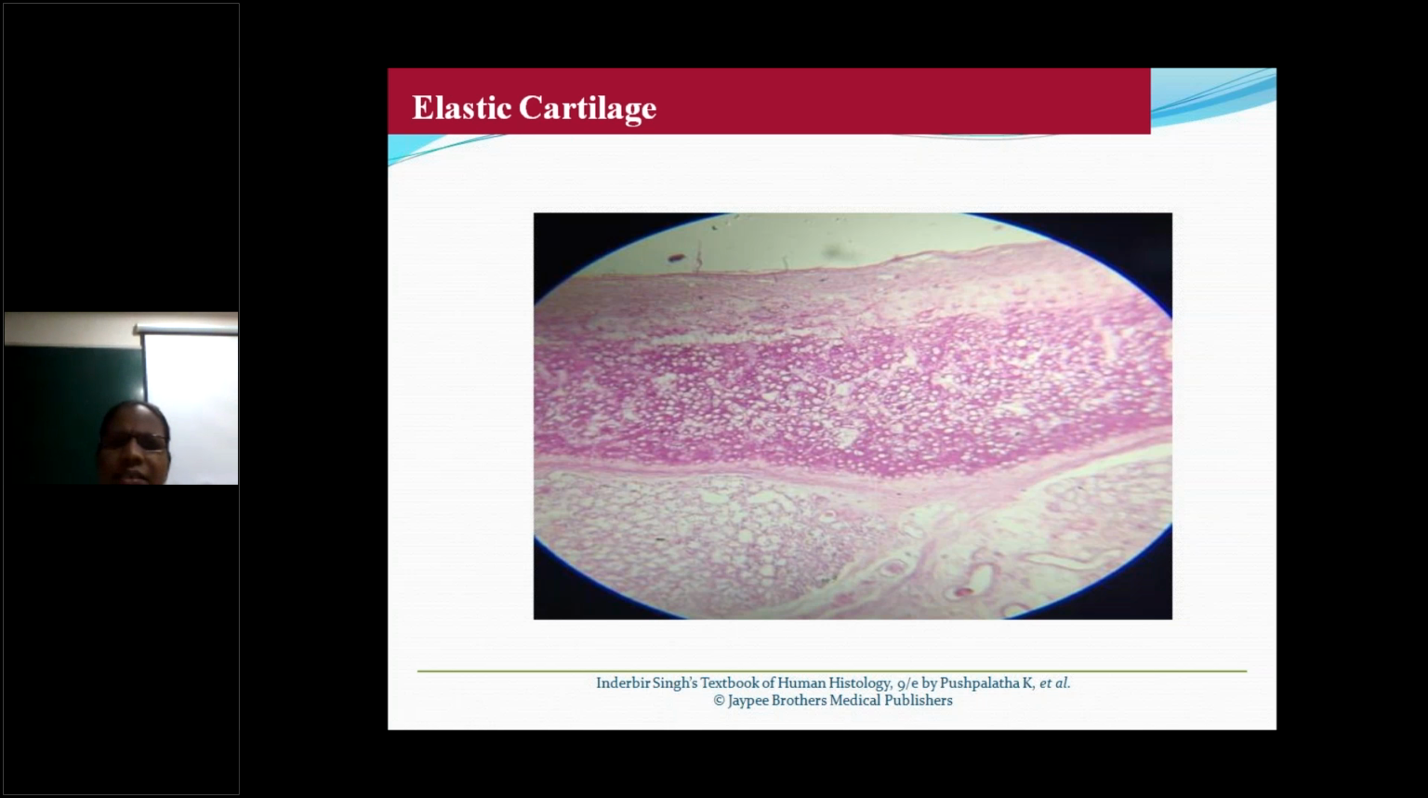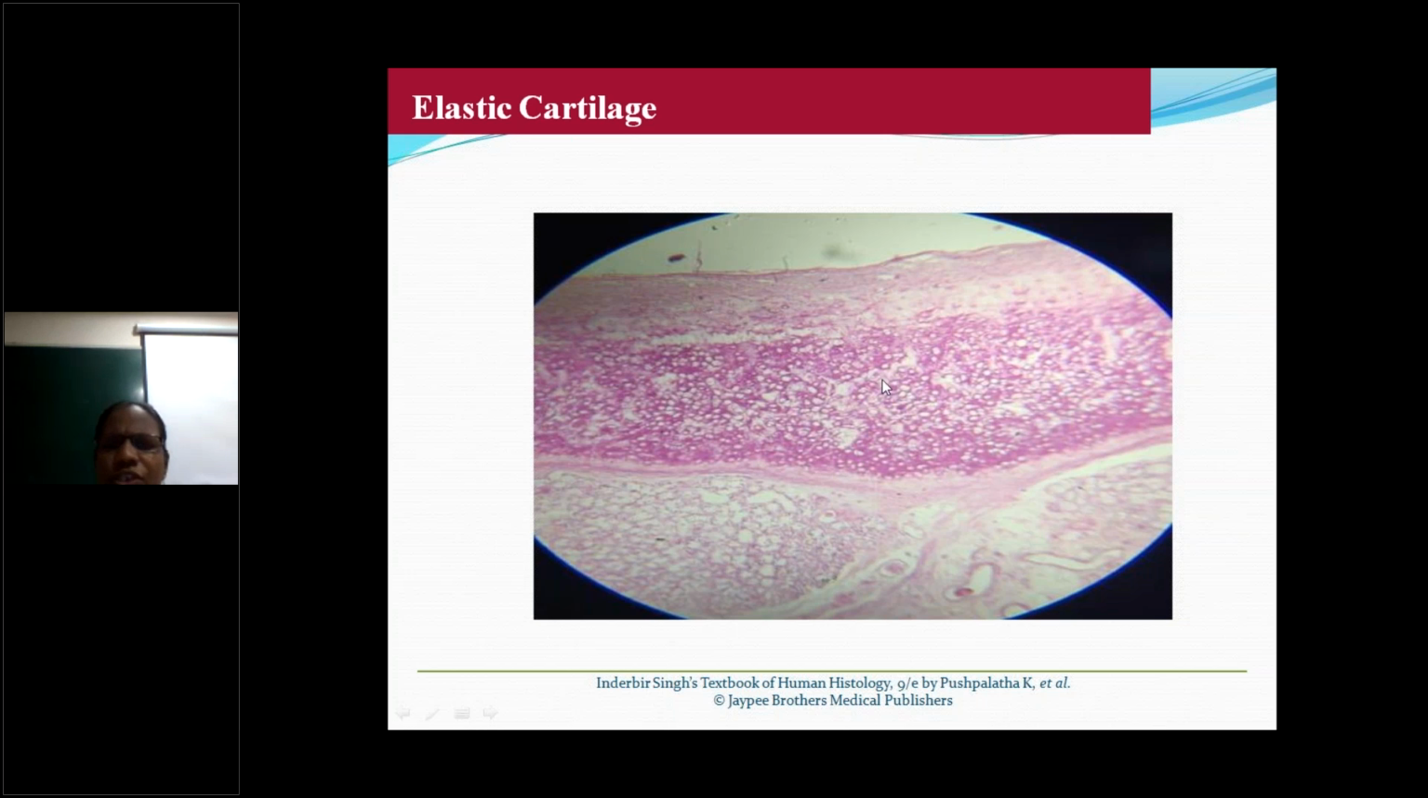Here also it contains the perichondrium. The perichondrium contains two layers: this outer fibrous layer and this inner cellular layer.